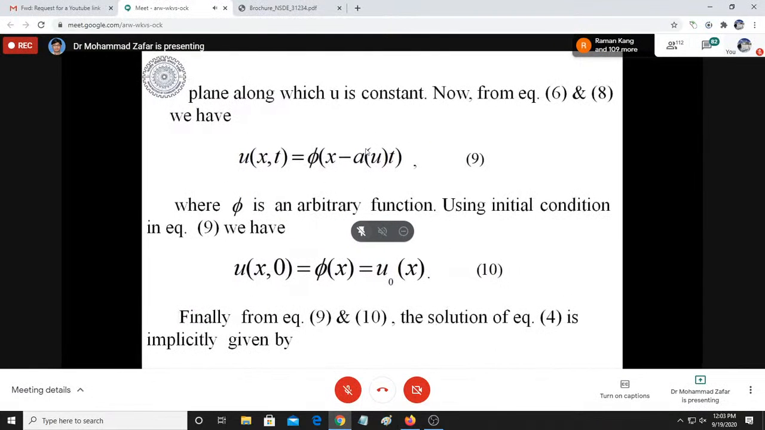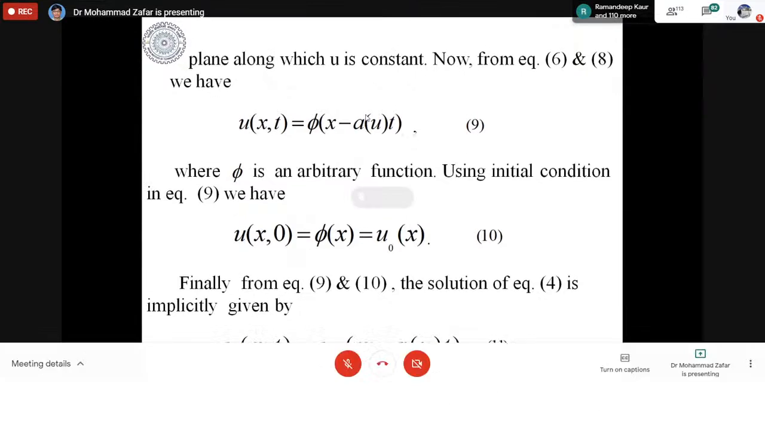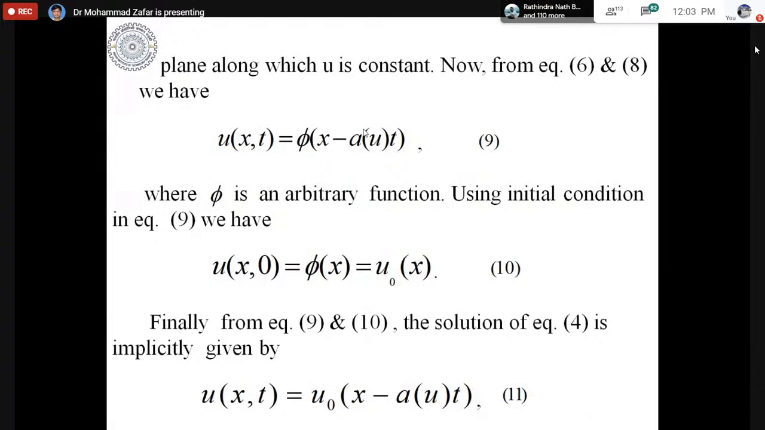In the xt plane along with u is a constant. Now from equations 6 and 8, we write the solution as u(x,t) is equal to phi(x minus a(u) t), where phi is an arbitrary function. So using initial condition equation number 9, we get u(x,0), which is given as u naught x.